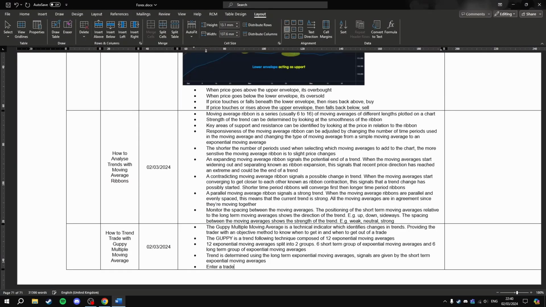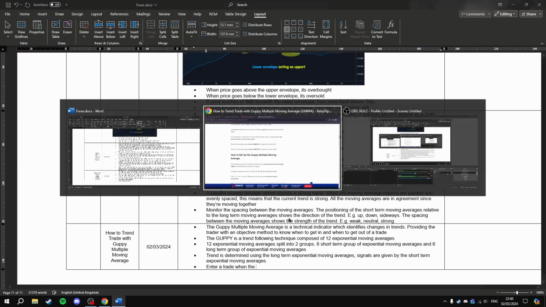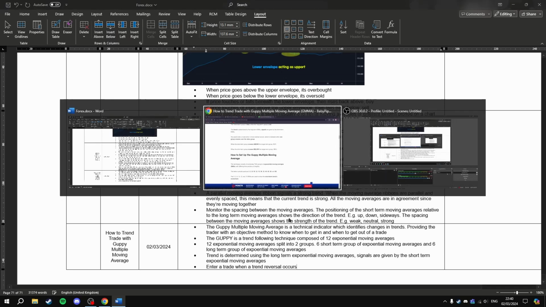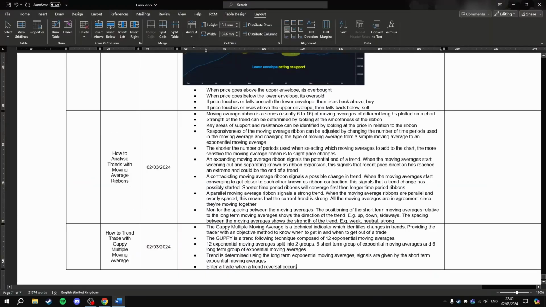enter a trade when a trend reversal occurs, which is indicated when one group crosses over the other group.